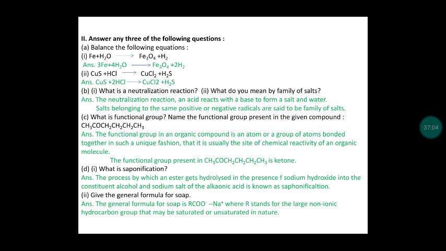Now, what is saponification? The process by which an ester gets hydrolyzed in the presence of sodium hydroxide into the constituent alcohol and sodium salt of the carboxylic acid is called saponification. Give the general formula of soap. The general formula of soap is RCOO⁻Na⁺, where R stands for a large hydrocarbon group that may be saturated or unsaturated in nature.